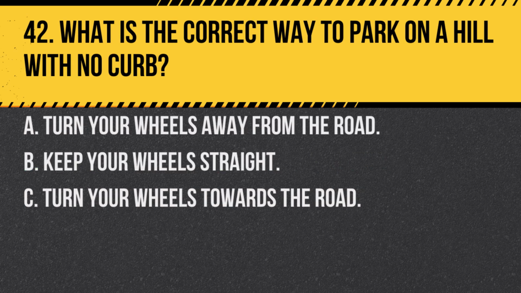Question 42. What is the correct way to park on a hill with no curb? A. Turn your wheels away from the road. B. Keep your wheels straight. C. Turn your wheels towards the road. Answer: A. Turn your wheels away from the road. This ensures that if your car rolls, it will roll away from traffic, minimizing potential accidents.